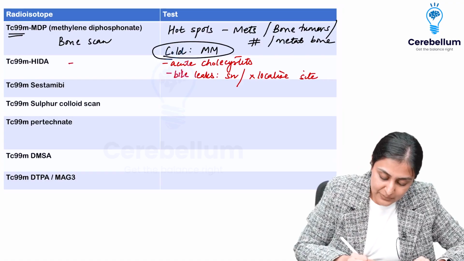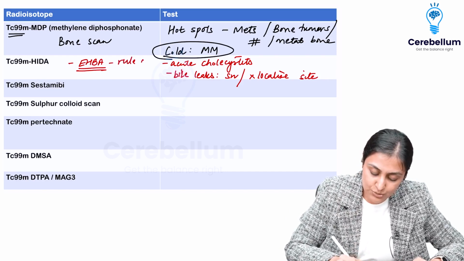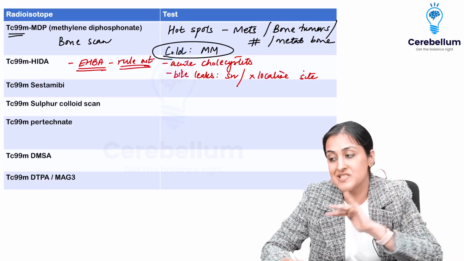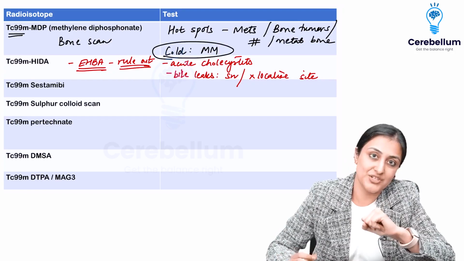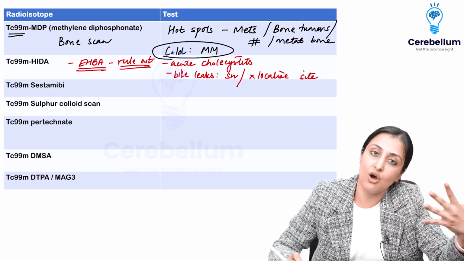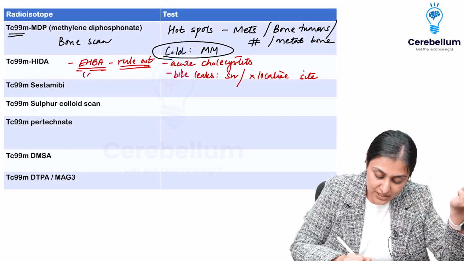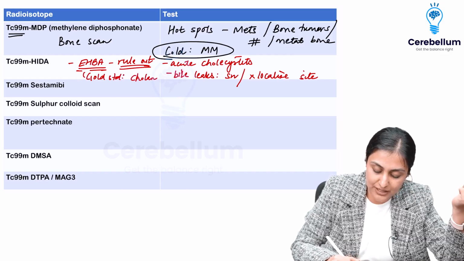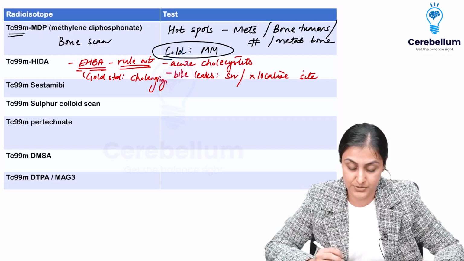And the third application is extrahepatic biliary atresia. In biliary atresia, HIDA scan can be used as a rule out modality. If HIDA is normal, it means it can't be EHBA. But if HIDA is abnormal, then I'm not very sure. It can either be biliary atresia or it can be hepatitis. And that's why the gold standard for extrahepatic biliary atresia is an intra-op cholangiography. You have to puncture the CBD and see whether they are patent or not.